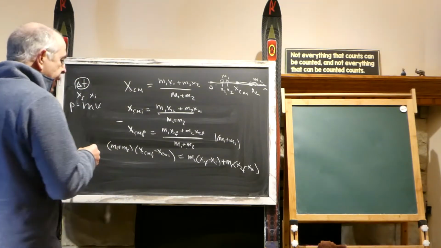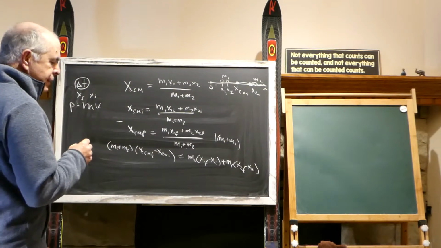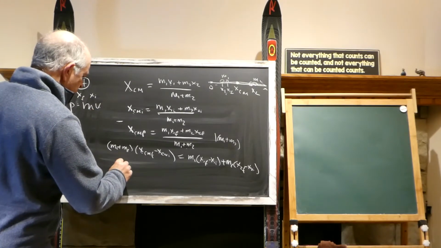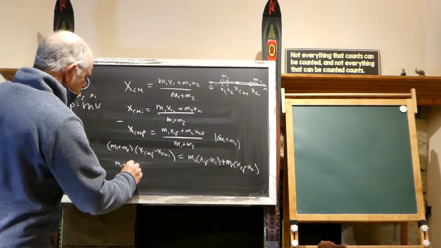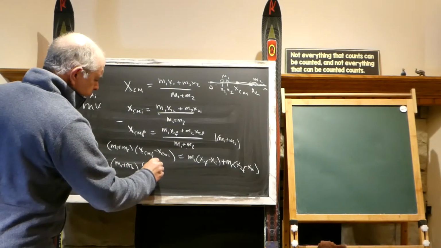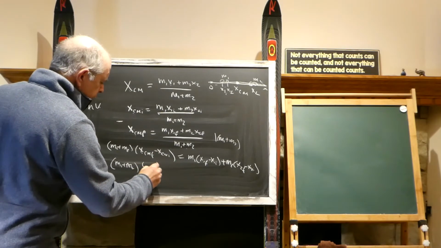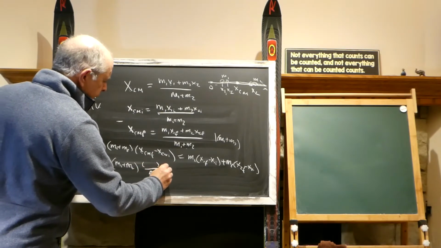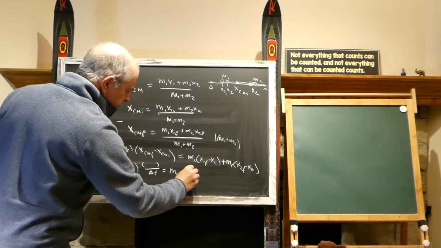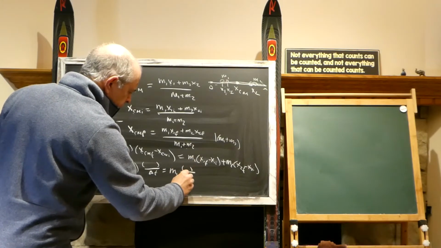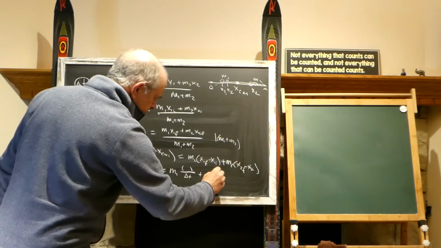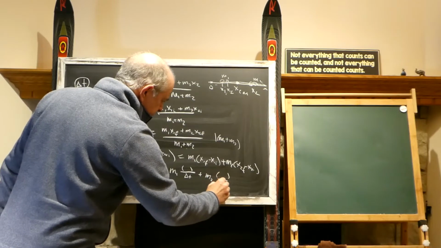And then if I divide it all over delta t, I will receive m1 plus m2, and this bracket, I don't even want to rewrite it, divided over delta t, equals m1, again this bracket, divided over delta t, plus m2, this bracket, divided over delta t.